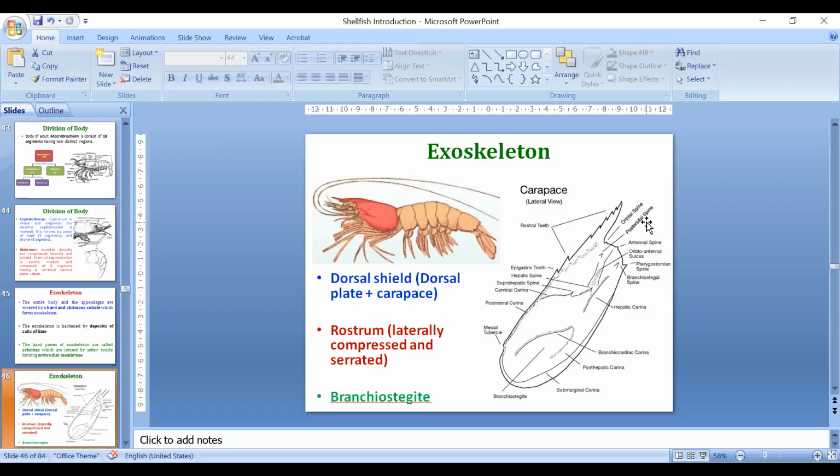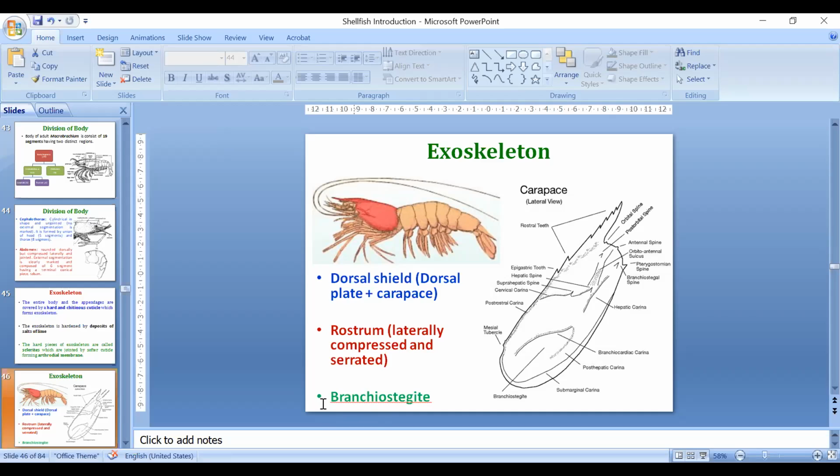As I have told, there are two groups of prawns, Palaemonid and penaeid prawns. In one group, the serration on the rostrum is on the dorsal surface only, and in the other group the serration is on the dorsal as well as the ventral side. So the number of serrations on the rostrum is one of the diagnostic characters. This anterior-most pointed region of the dorsal shield is known as the rostrum.